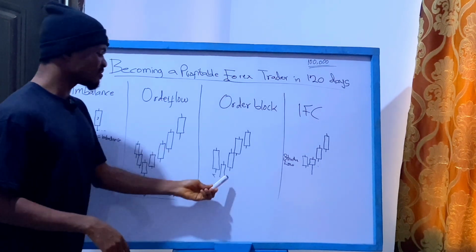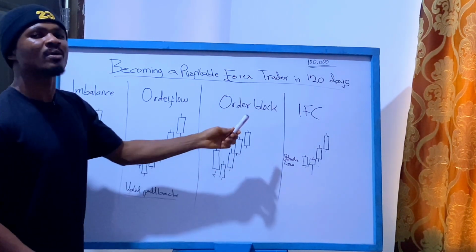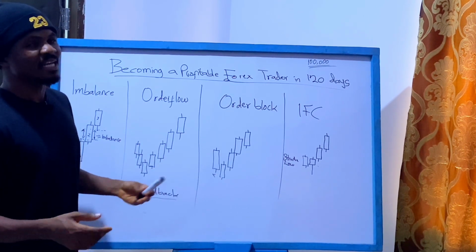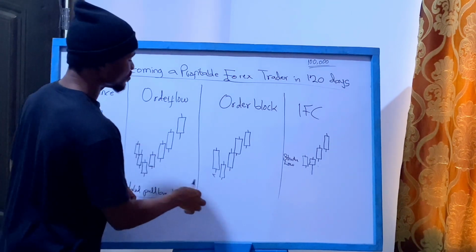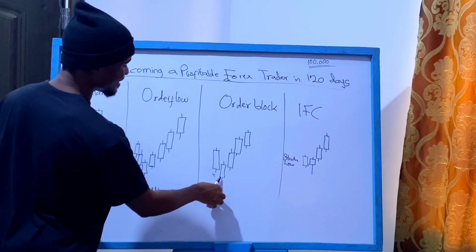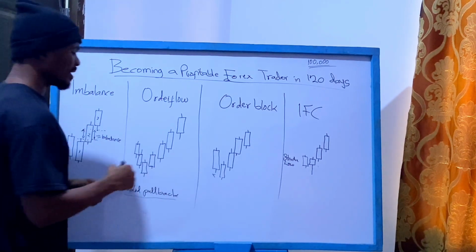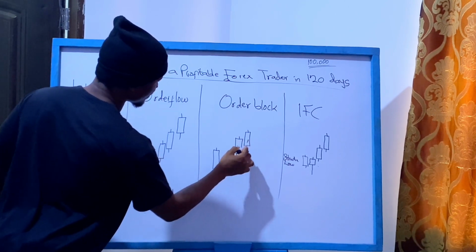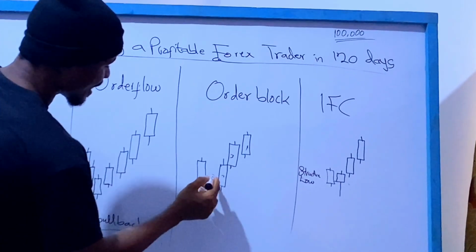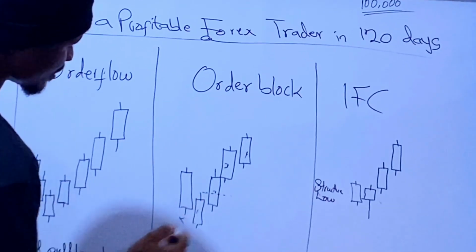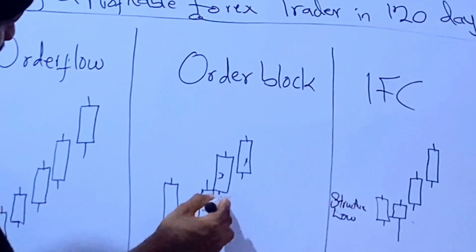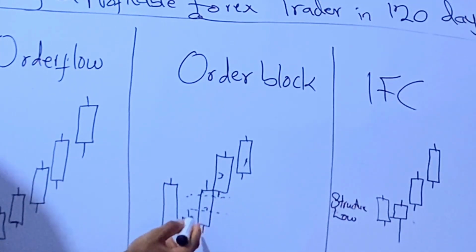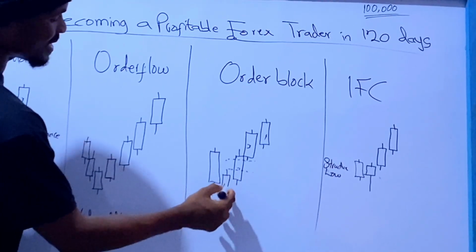Now we have to look at this movement from here upward. Do we have a fair value gap? I mean, do we have an imbalance? If there's an imbalance, then we can refer to this as an order block. So this is our first candle, second candle, third one, fourth one. If you look at the high of this and the low of the third candle, there is a gap. The gap present over here made this particular candle to be considered an order block.